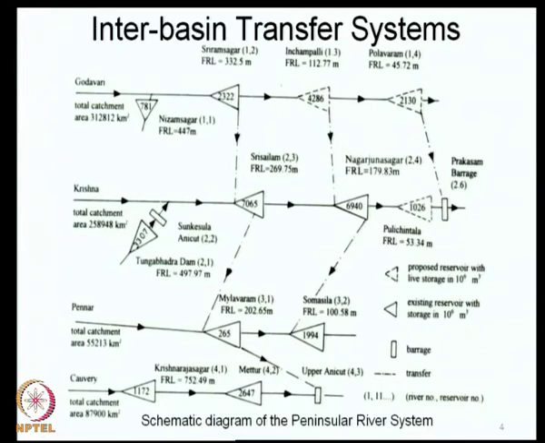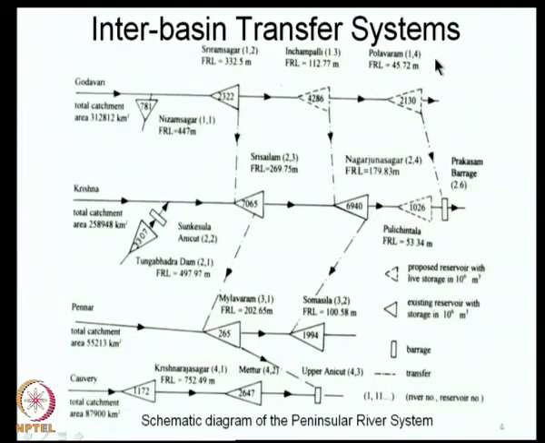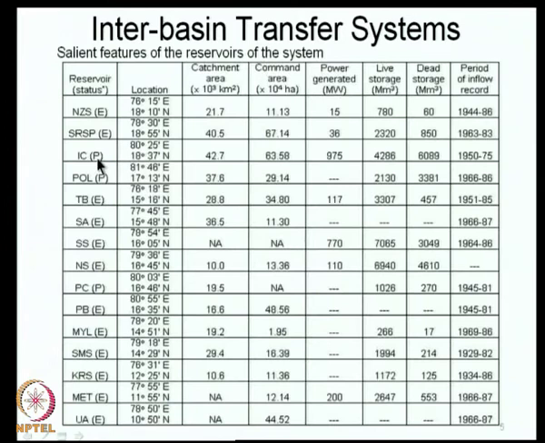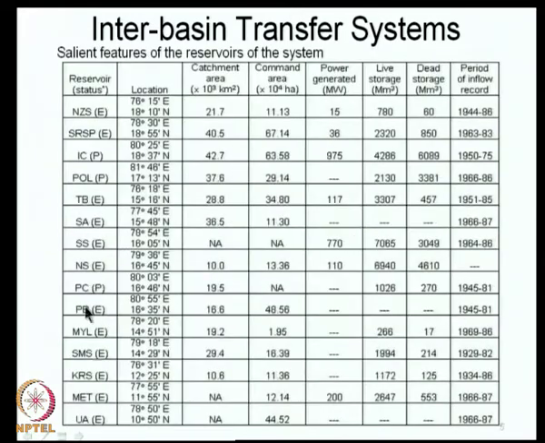So, that is what we will look at now. And these are the features. For example, this is Nizam Sagar, this is Sardar, this is SRSP, which is Sri Ram Sagar, then Echampalli, Polavaram, Tungabhadra, etc. All of these features are known. There is power generated at certain places. For example, Echampalli has 975 megawatts and Sri Shailam 770, and so on.